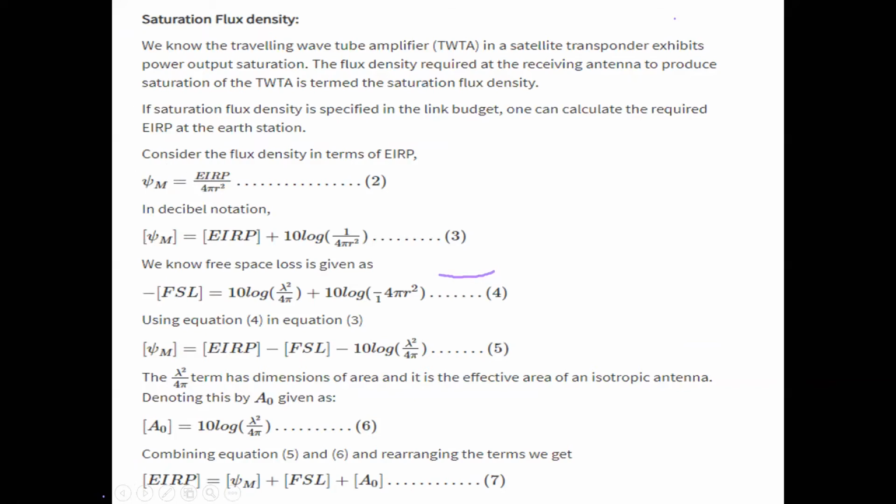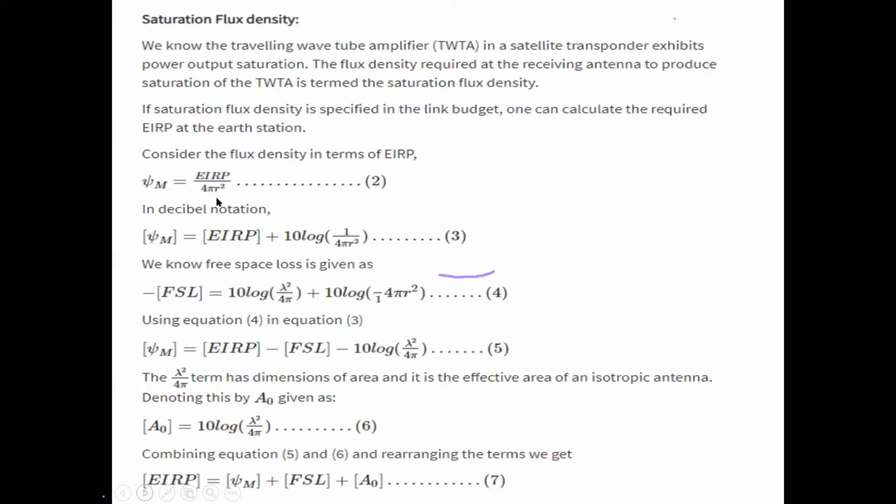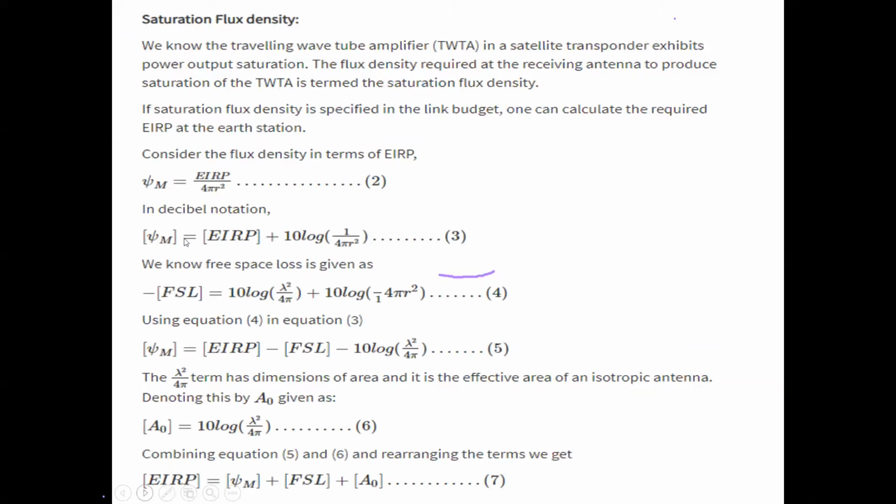That is nothing but PT-GT, that is EIRP. So it is EIRP by 4 pi r square. I can just write it in dBs as EIRP plus 10 log of 1 by 4 pi r square.